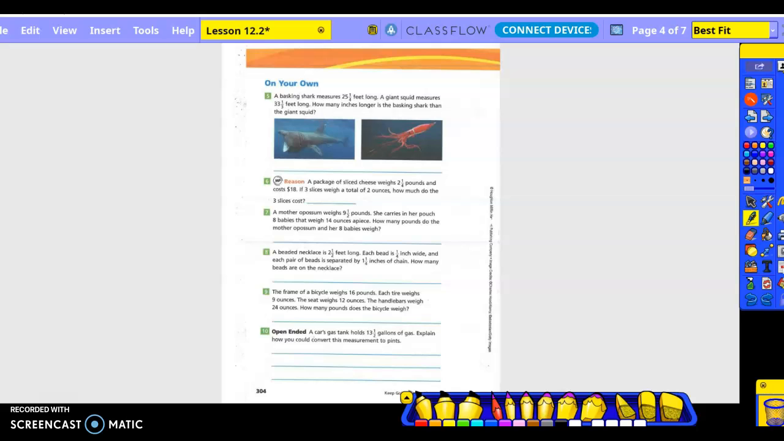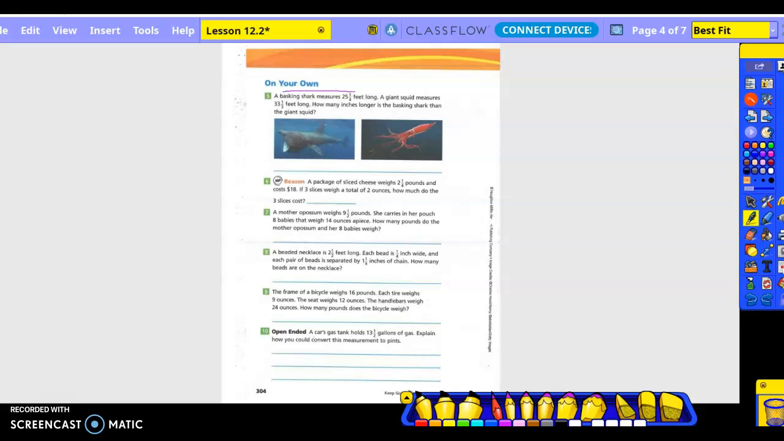Okay, so we're going to go ahead and finish this together as a class, and if our time runs out, we will still be finishing it. So 5 through 10 need to be done for the assignment, okay? And then you will do the homework as well. So on your own, number 5, a basking shark measures 25 and 1/4 feet long. A giant squid measures 33 and 1/3 feet long. How many inches longer is the basking shark than the giant squid?